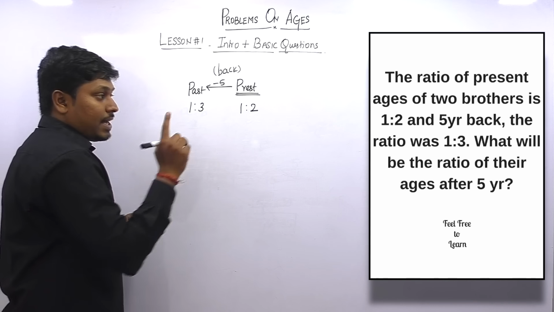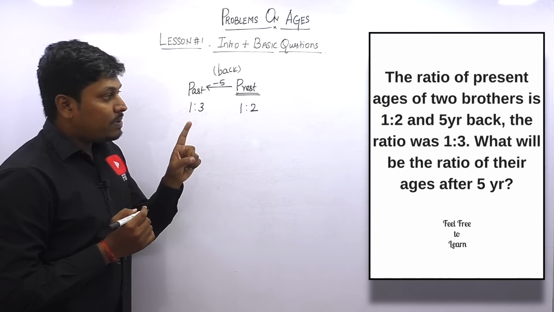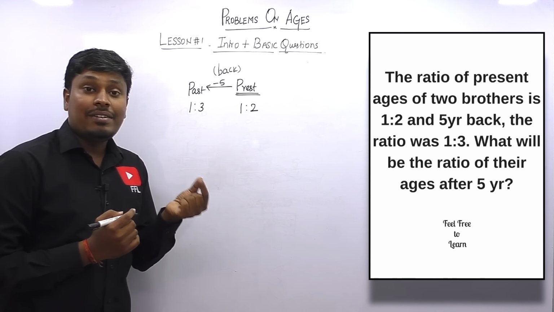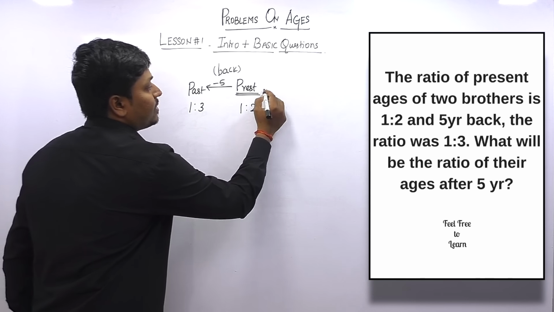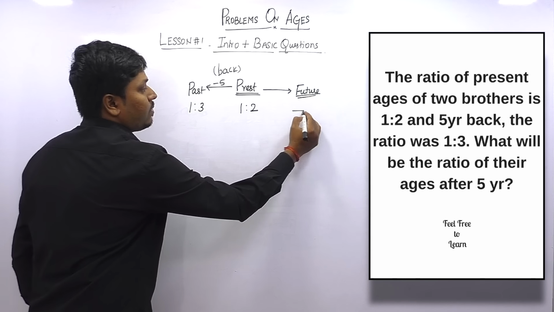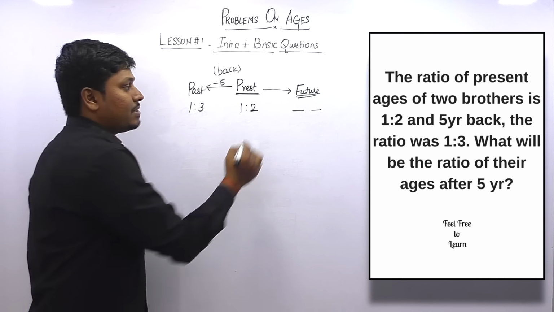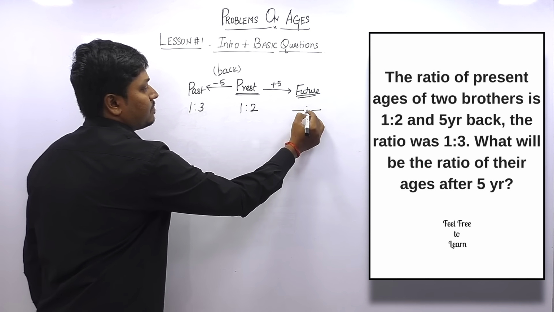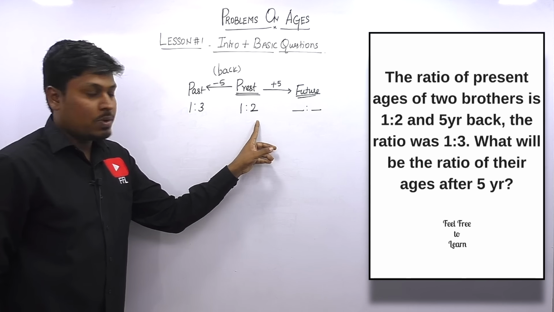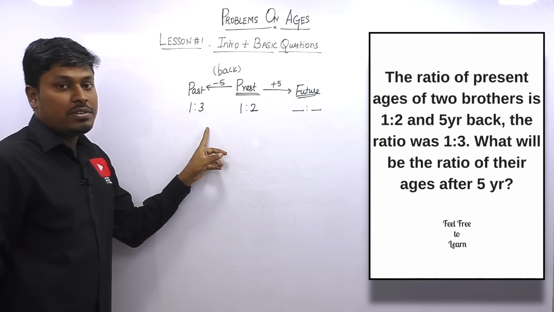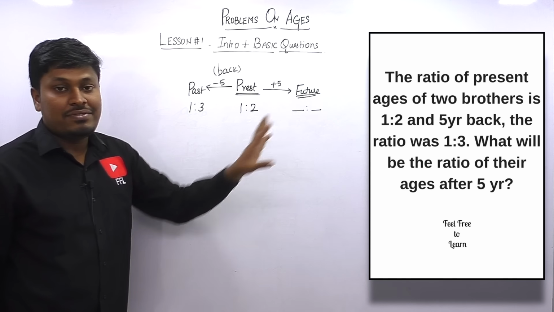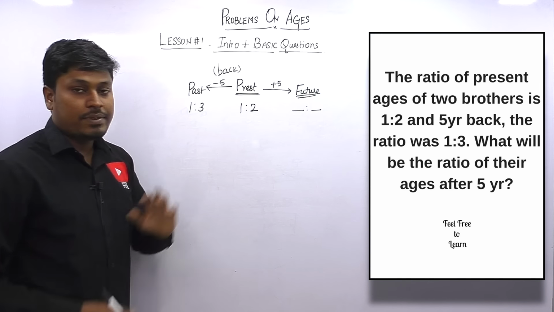Listen here, the last point is most important. What will be the ratio of their ages after 5 years? Here we have the word after, so they are talking about the future. They have given the present age ratio 1:2, and 5 years back the ratio was 1:3. And what is our target? Our target is to find the ratio of their ages after 5 years.